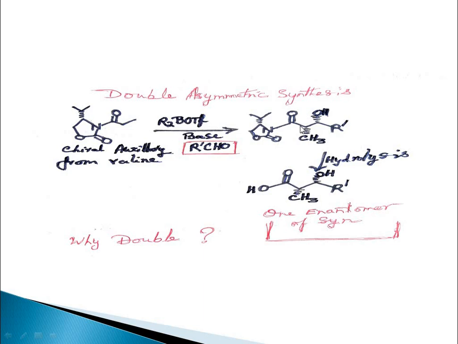The C will be the one which will be forming what? Here, C at this end, CH2, CH3. This will be forming the carbocation. So the enol which will be formed will be such that it can attack this RCHO, R1 CHO, only from one surface, giving rise to only one type of enantiomer of syn double asymmetric synthesis.